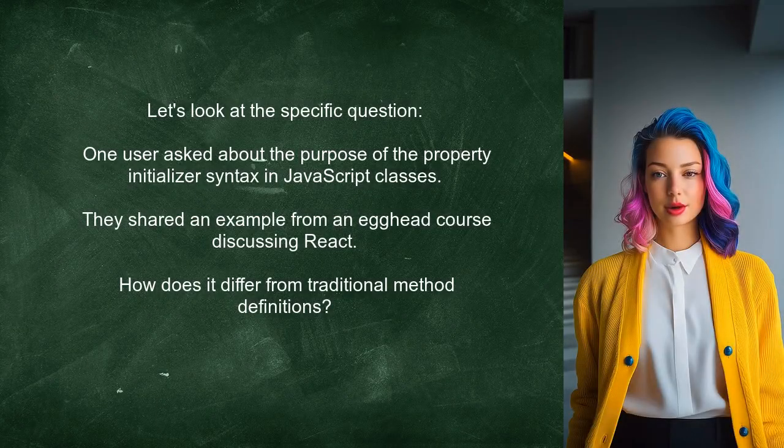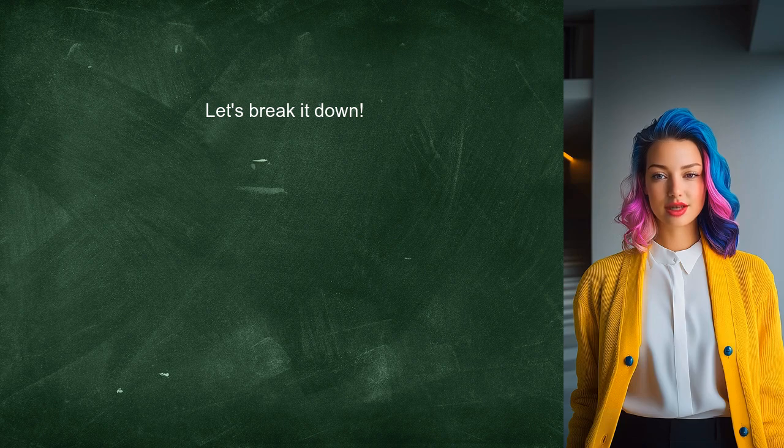Let's look at the specific question at hand. One user asked about the purpose of the property initializer syntax in JavaScript classes. They shared an example from an Egghead course discussing React, and they want to know how it differs from traditional method definitions. Sound familiar? Let's break it down.